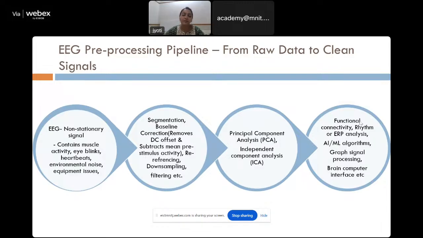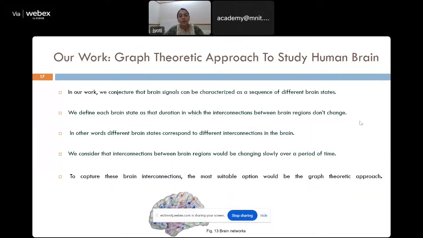Then there is brain computer interface: once we have the EEG data, how can we convert it into commands which can be given to a machine? We can take brain signals, translate them into commands, and give them to a machine to carry out the desired action. So this roughly covers the EEG pre-processing pipeline. In particular, our work focuses on a graph theoretic approach to understand the human brain.